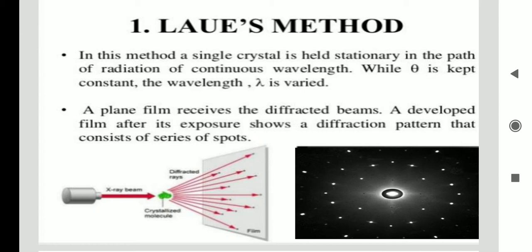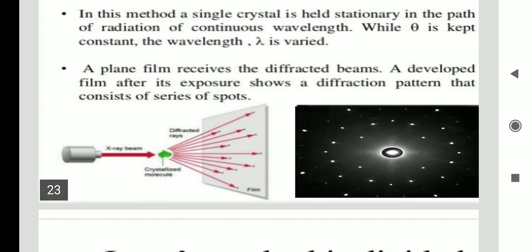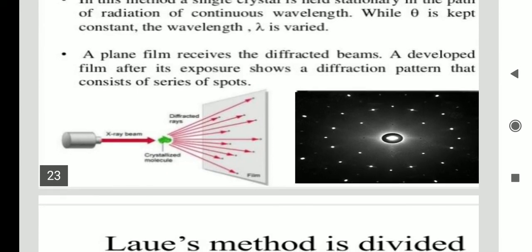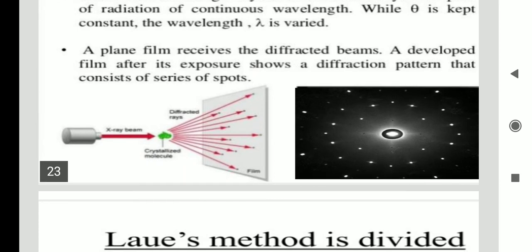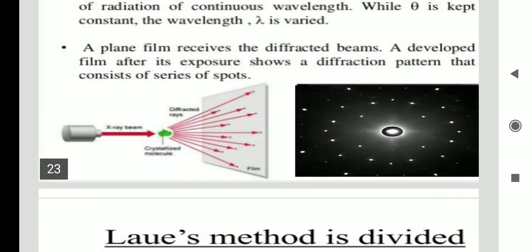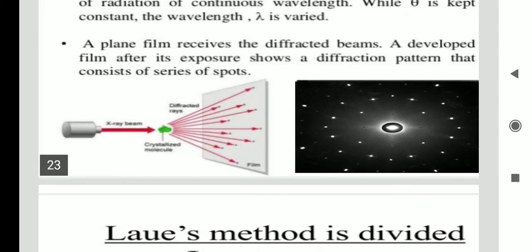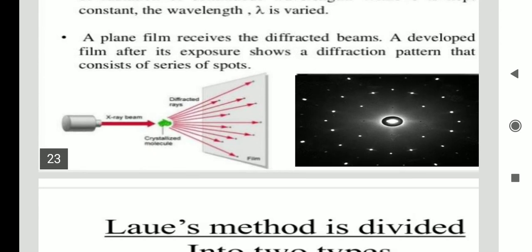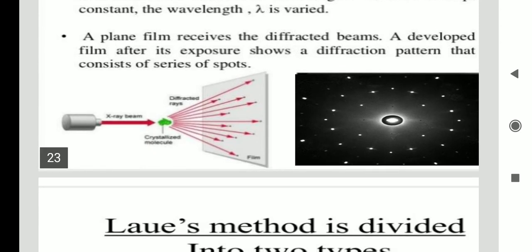The method is only used for a single crystal, where the crystal is fixed. When the X-rays are incident on the single crystal, few of the X-rays are transmitted and few of the X-rays are reflected. So after that, when they are incident on the crystal body, on the single crystal, there is reflection as well as transmission.